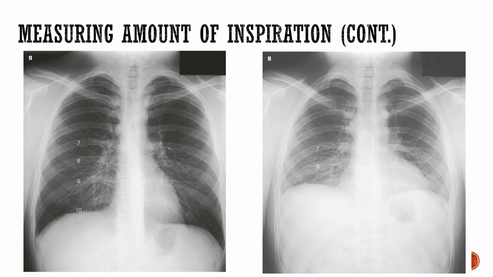On the left-hand side, we see the image on inspiration. We want to see a minimum of 10 posterior ribs on our image. And on the right-hand side, we see an image on expiration where the diaphragm has moved up.